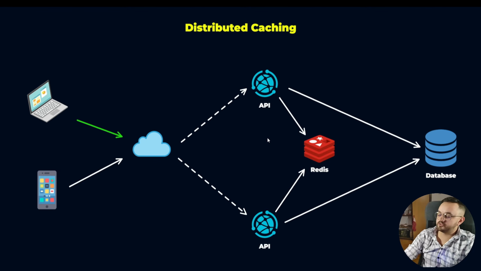Most of the time for distributed caching, Redis is used because it's the most popular and a really fast database. So in this case, if a client calls the API and it goes to API instance number 1, the API will check in Redis if there is data, and if there is no data, the API will call the database and return the data to the client.